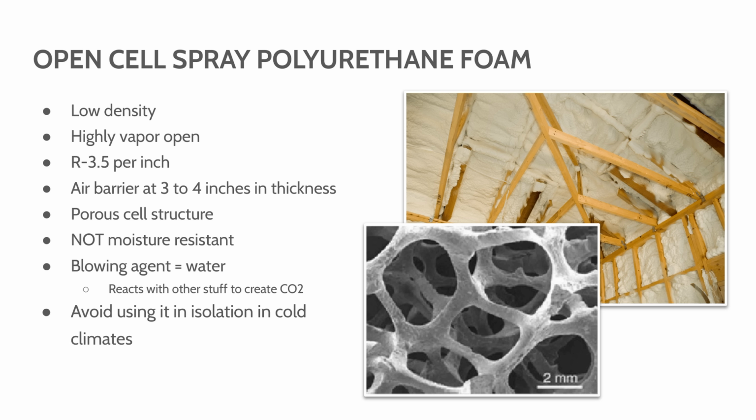When it's applied, it expands a lot quicker and more substantially than closed cell, and you don't really need as many passes to get your desired thickness. However, it's about R 3.5 per inch, which is a little more than half the R value of closed cell. Open cell spray foams use water for the blowing agent, which creates carbon dioxide gas when it mixes with the A component, and those bubbles expand and burst to create the open cell foam that we know.